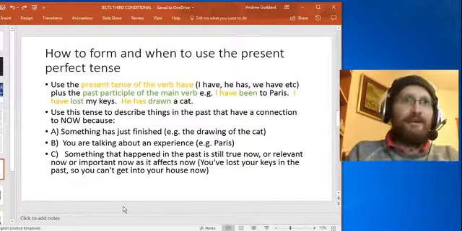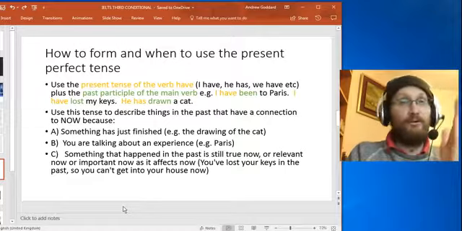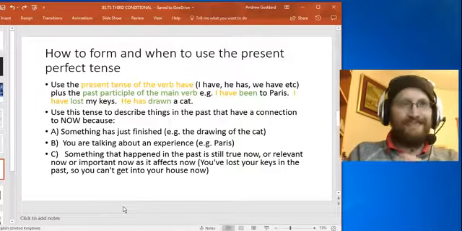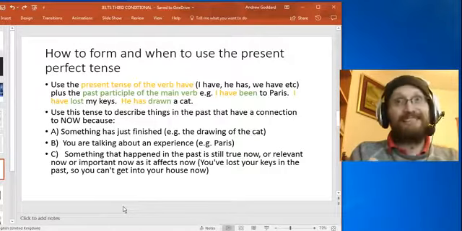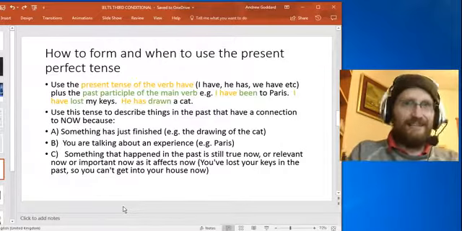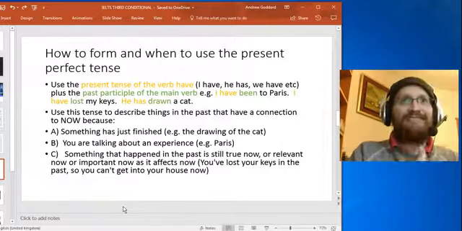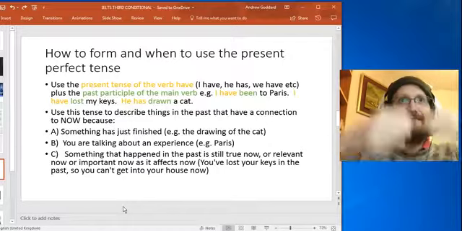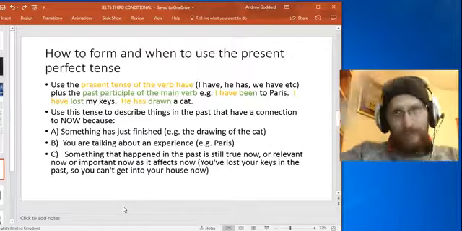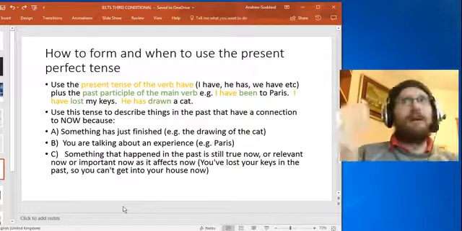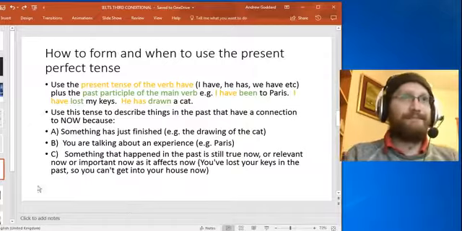If you're talking about an experience, for example, I've been to Paris, or something that happened in the past which is still true now, or relevant now, or important now, as it affects situations now. For example, you've lost your keys in the past, so you can't get into your house now, so you say, oh, damn, I've lost my keys.